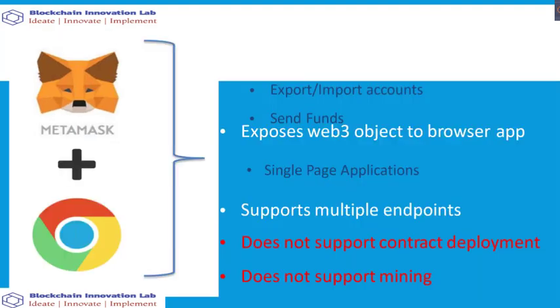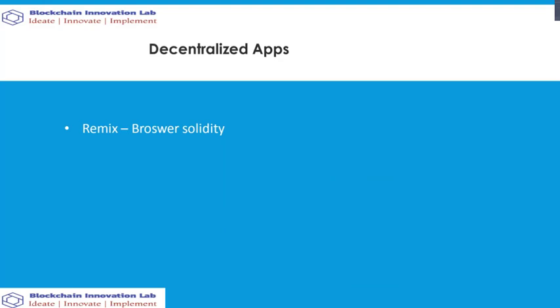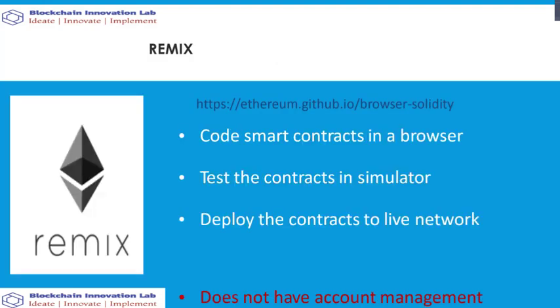So I can just demonstrate a quick practical of MetaMask on how to go for it. Right, so again, Remix is a browser-based Solidity program. You need not go with a complete tool. You just click and type in Remix. It's browser based, and it can be seamlessly executed, very easy to use. So you can just go to this link, ethereum.github.io, browser solidity, and access that. It helps to code the smart contract in a browser, it tests the contract in a simulator, and it deploys the contract to the live network, or whether you want to go for a live network or a test network like Kovan or Ropsten, so you can do that.